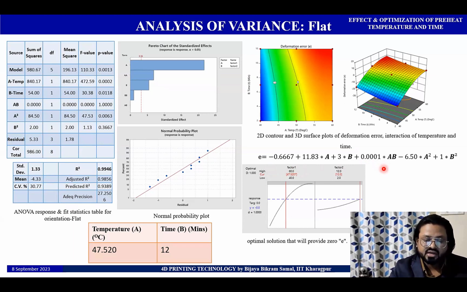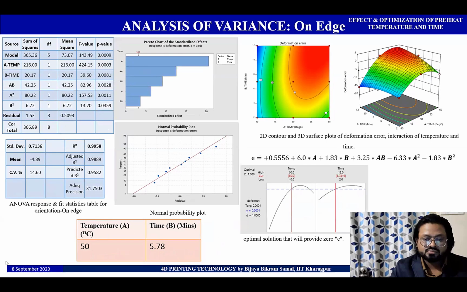Here we have considered a desirability function analysis based optimization. We have considered the optimal solution by setting the objective function to be minimum. We have got the optimum result at around 47.52 degrees Celsius for 12 minutes. So this is the case for the flat oriented part. Now let's go to the on edge part.